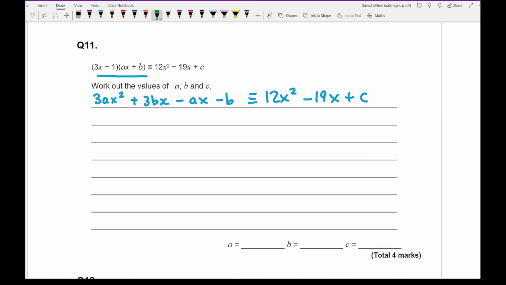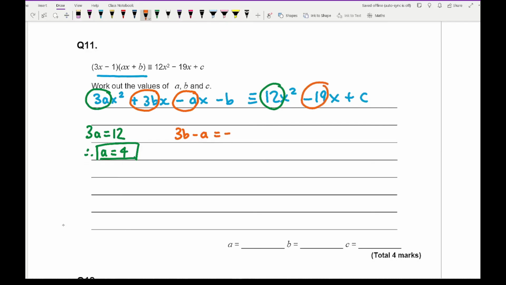So comparing the coefficients of x squared, or the number of x squareds, we notice that 3a has got to equal 12, so therefore a must equal 4. Then looking at the coefficients of x, so everything that's got x, so here we've got 3b and we've got minus a, so 3b minus a equals minus 19. So we know the value of a, which is 4, so 3b minus 4 equals minus 19. So then 3b equals minus 15. So therefore b equals minus 5.